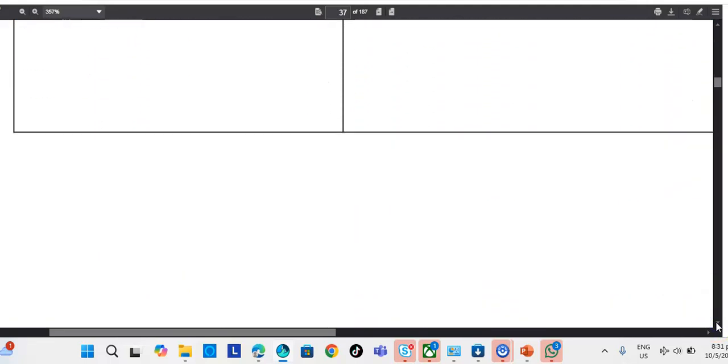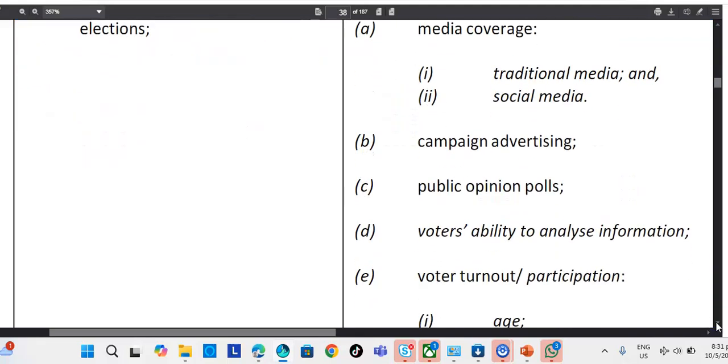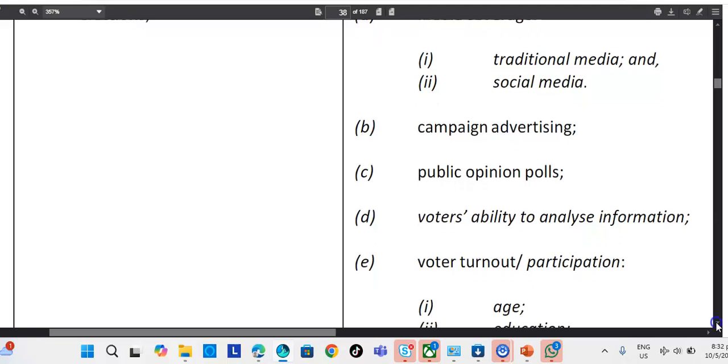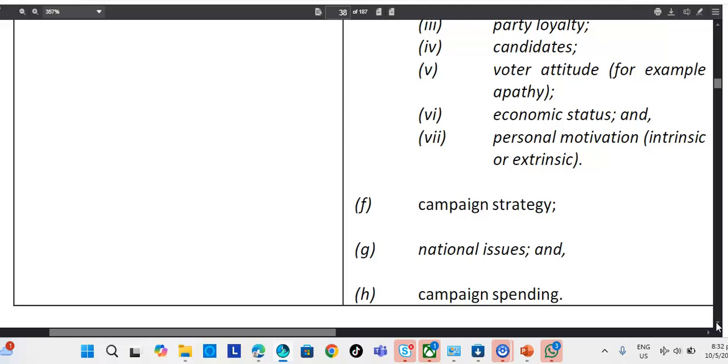All right, so let's go down to where we know students should be able to outline the factors that influence the outcomes of elections. And we did look at some factors that would influence the outcome of election: media coverage, campaign advertising, public opinion polls, voters' ability to analyze information, voter turnout, and voter turnout has to do with age. So you can't have children following you around on your campaigns. They cannot vote. It has to do with education, party loyalty, candidates, voter attitude, economic status, and personal motivation.